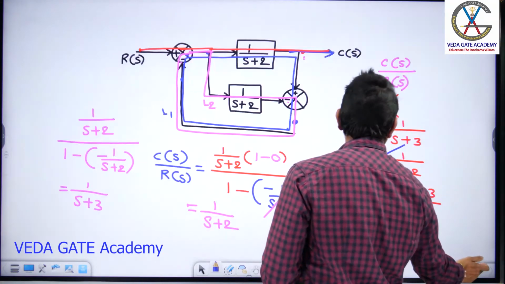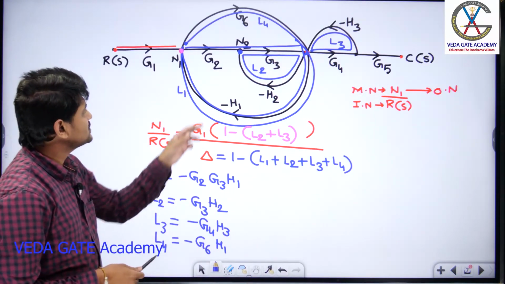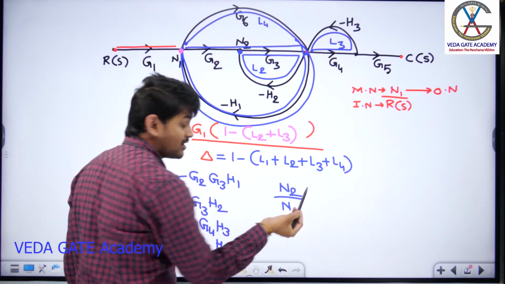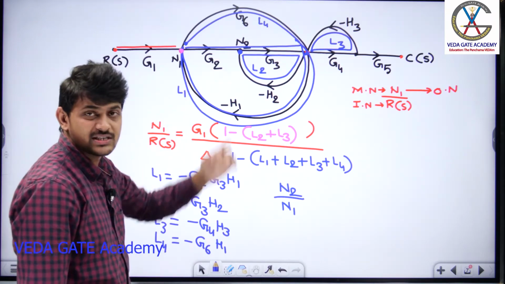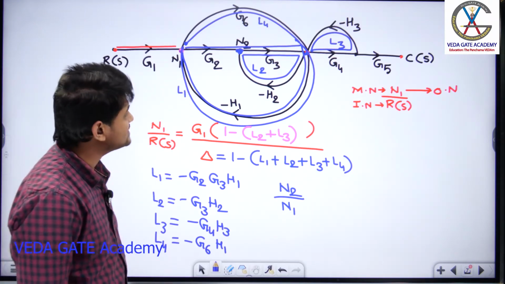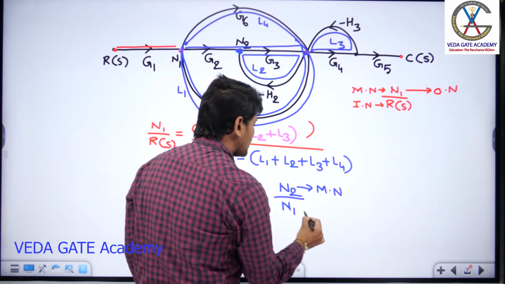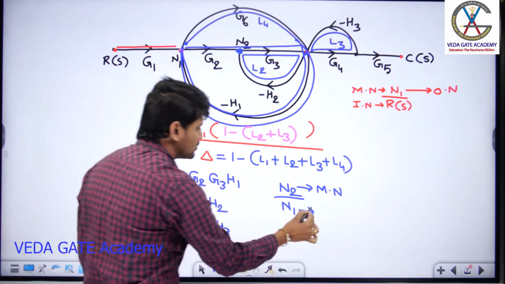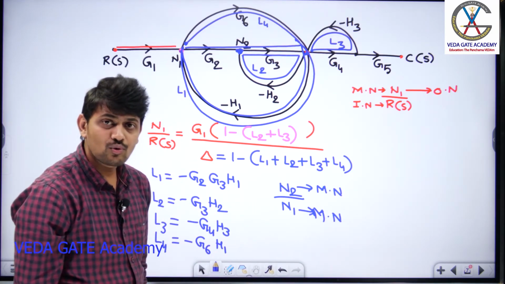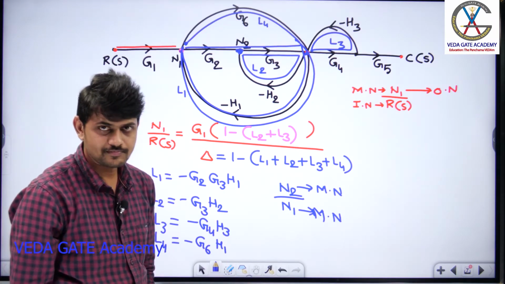Suppose you are considering this particular question. Here, suppose I am asking you, tell me what is N2 by N1. Please focus, all of you be alert. What is N2, guys? Here in this question, this is N2 and this is N1. Is N2 an input node, output node or mixed node? I can say N2 is a mixed node. What about N1, guys? N1 is, in this case, also a mixed node. Can I directly apply Mason's gain formula? No. What I have to do? Since I cannot directly apply it, always I can apply Mason's gain formula between output and input node. Right?